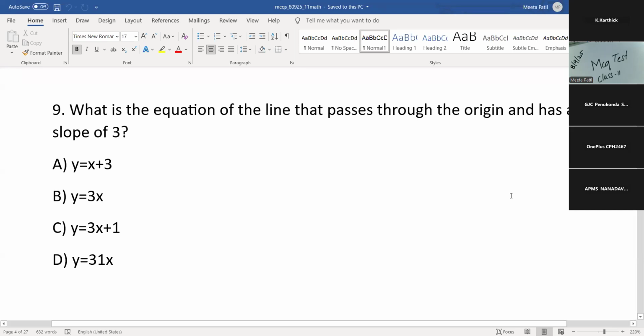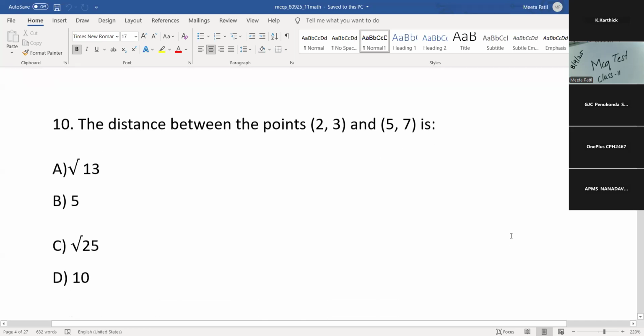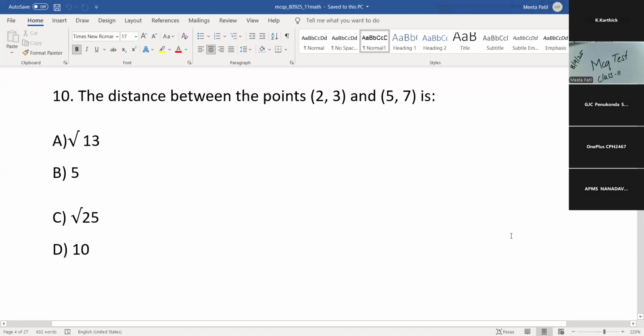Okay, so we are moving further to the 10th question. Here you have the 10th question: the distance between the points 2 comma 3 and 5 comma 7. And here you have the options: option A, square root of 13. Option B is 5. Option C is square root of 25. And option D is 10.